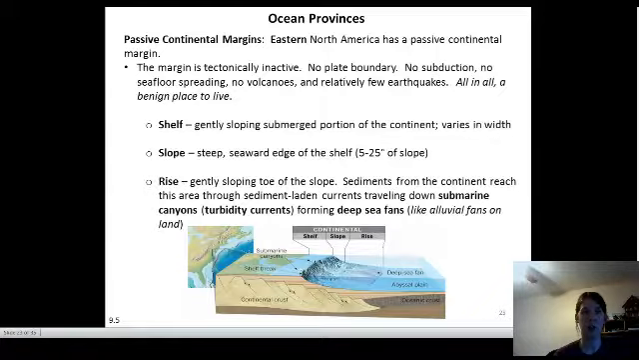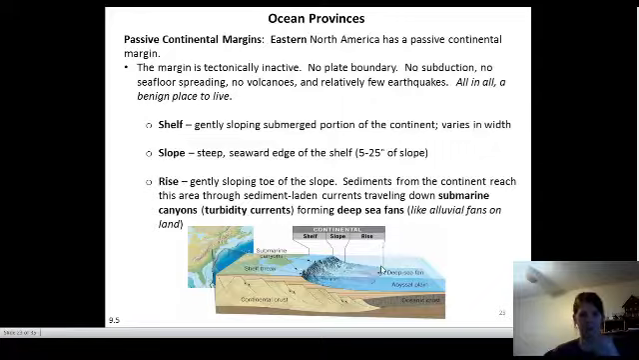So when we talk about the passive margin, we divide it into a shelf, a slope, and a rise. A continental shelf is a gently sloping submerged portion of the continent. So this is still primarily continental material. Our more felsic minerals make up this material. We've got sedimentary rock. Then we get our slope, which is steep, and it's the seaward edge of our shelf with a 5 to 25 degree slope.